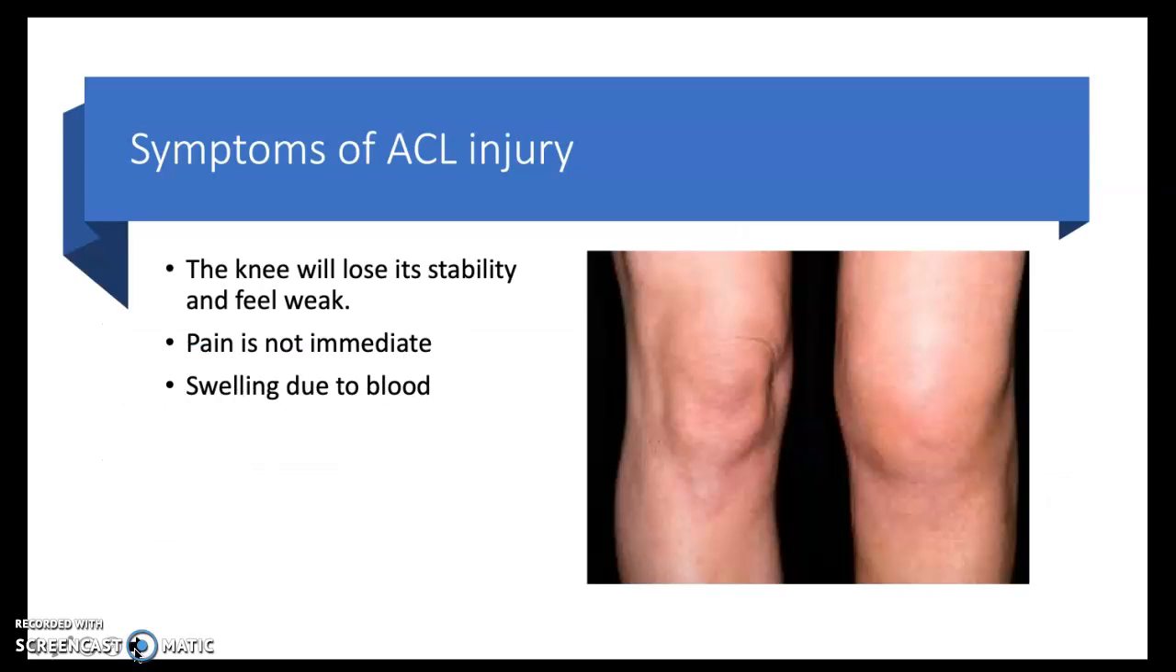As you can tell in this picture, the left leg of this gentleman, the knee has swelled up, and that is because blood has flowed into that area. A lot of people think it's just fluid and water, but it's actually straight up blood, and they can tell this through an MRI. The pain will not be immediate, but over time it will become more of a nuisance. And while the knee will lose stability, a lot of the athletes will feel a weakness where they can't put any pressure on it, or it's not able to even hold the leg up.